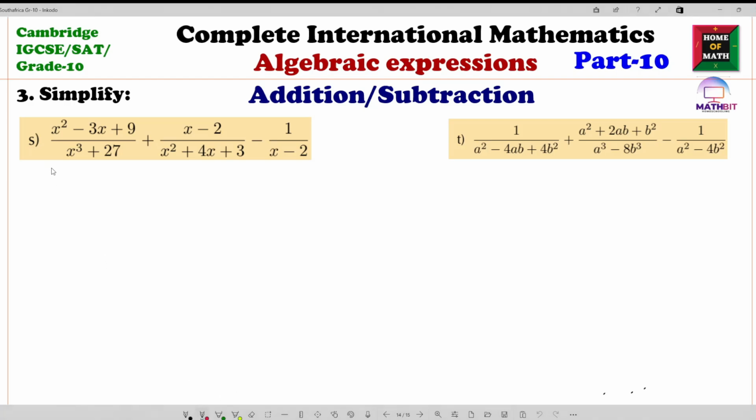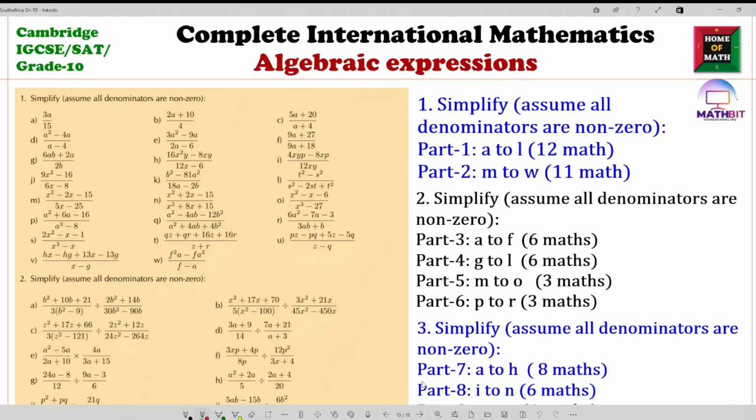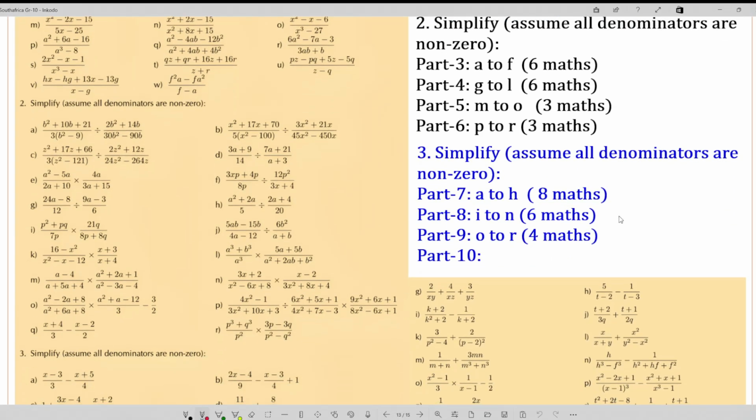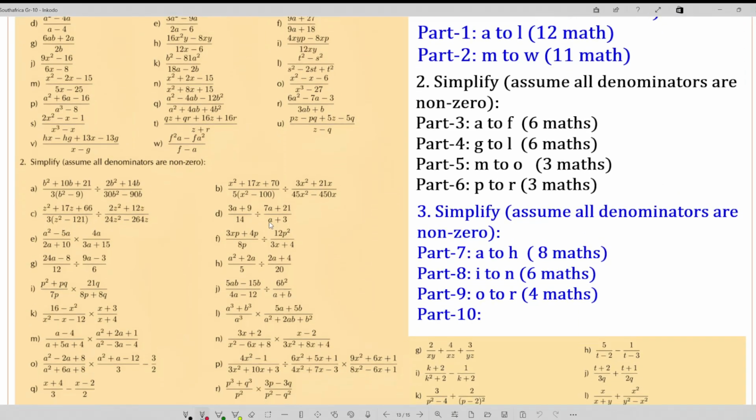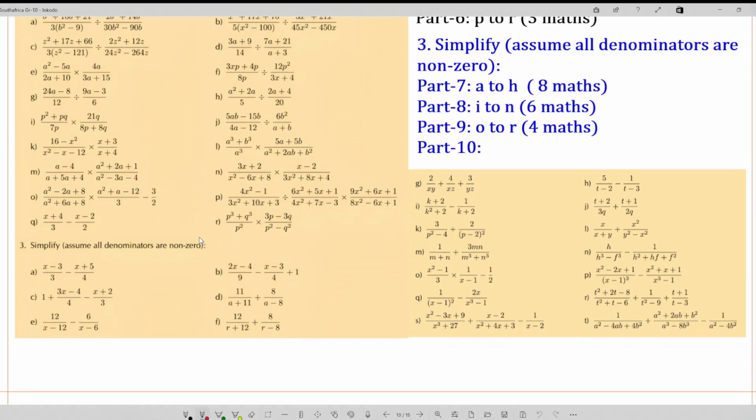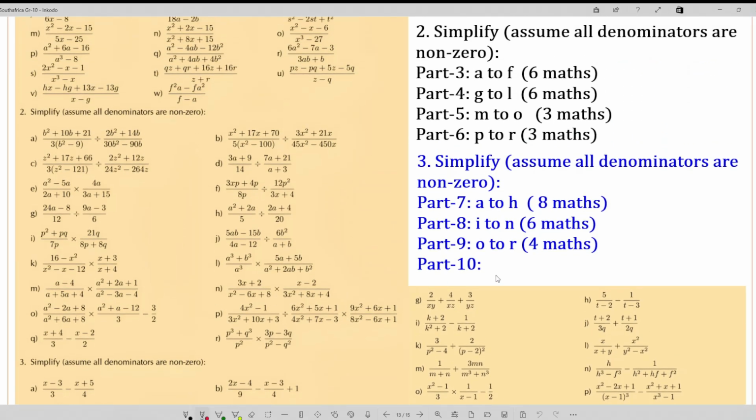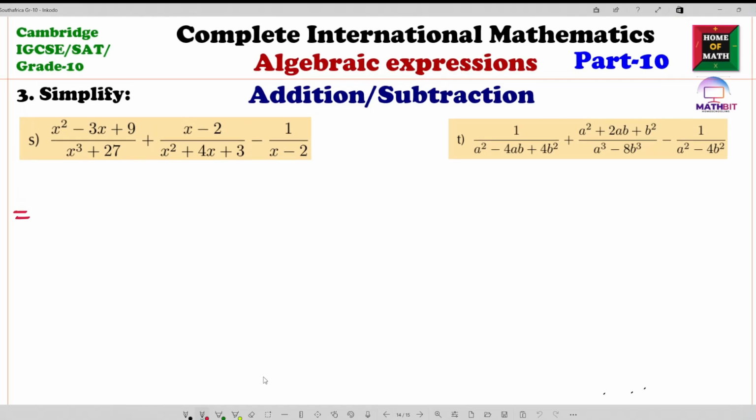Please note that we are starting number 10, and in the previous video we did lots of math. There are three parts: one part is simplify, the second part is simplify with multiplication and division, and the third part is doing addition or subtraction of algebraic fractions. So we are starting number 10. Hope this video will help you.